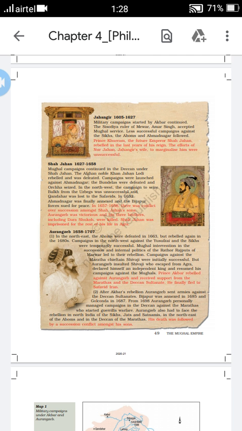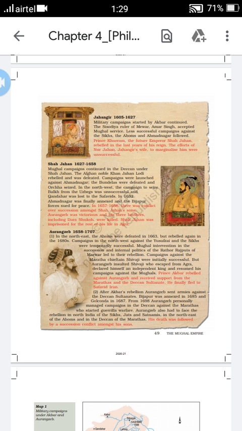And after the death of Akbar, his elder son Jahangir, the elder son Jahangir. Akbar died at the age of 63 in 1605. A serious illness was the major cause of his death. His elder son Jahangir, who is also known as Prince Salim, was given the throne after the death of Akbar, in 1605.